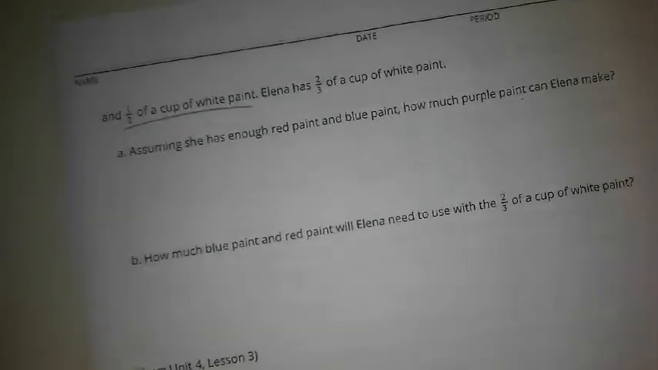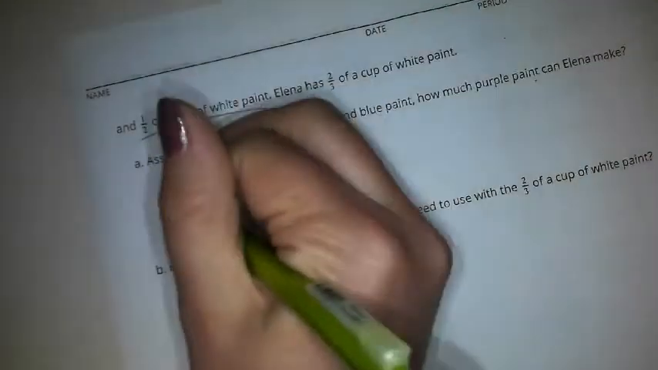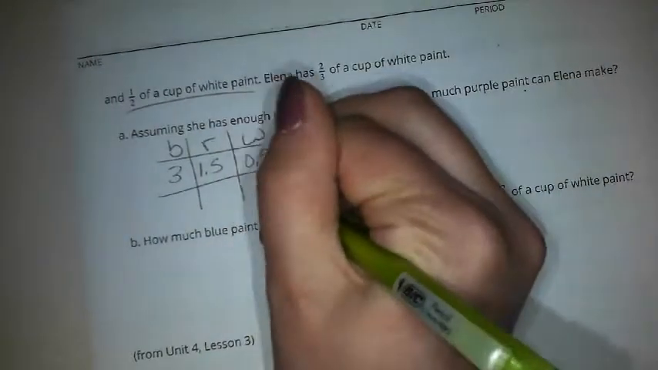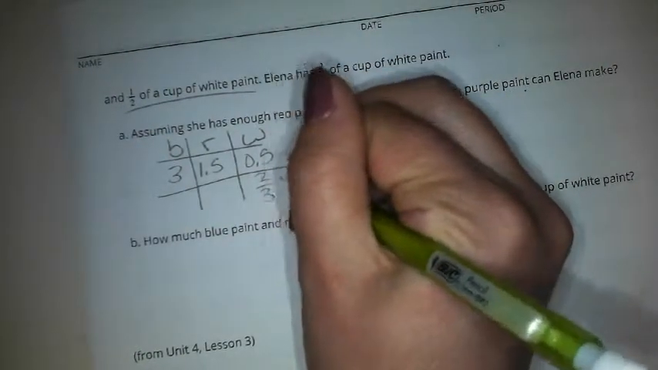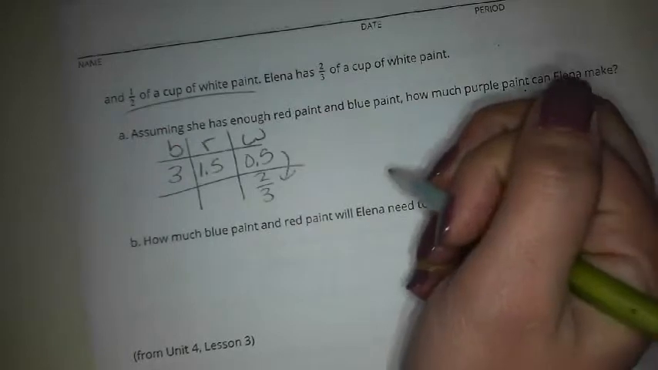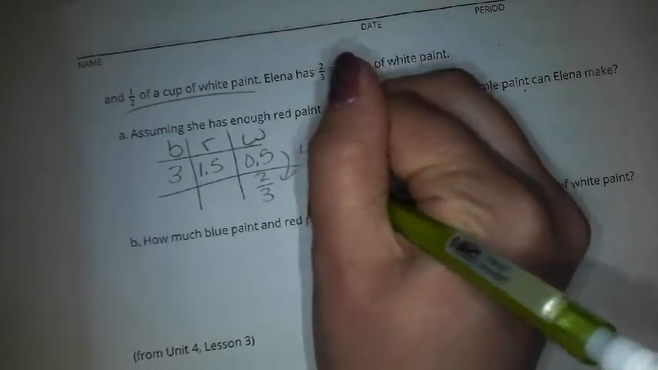So for this, I'm going to make a table. So I have blue, red, and white. Blue, I had 3. Red, I had 1.5. And white, I had half. And I'm trying to get to 2/3 is all she has. So 0.5 times what gives me 2/3? Well, that would be 1 1/3 or 4/3.